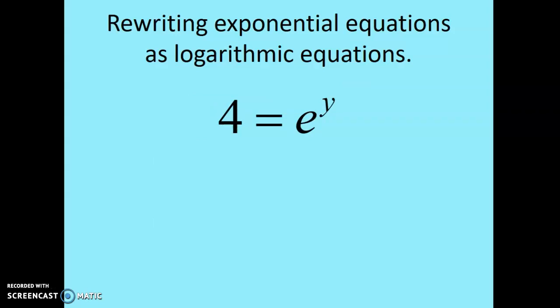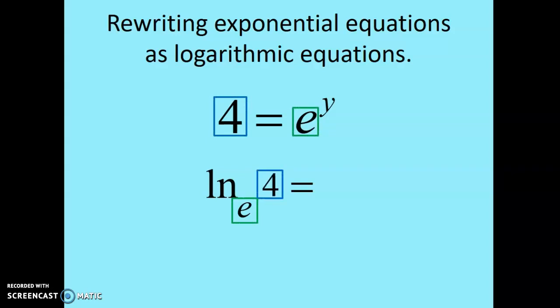Okay, because this exponential equation has an e in it, you know it automatically has to be a natural log, because all natural logs have a base of e. So we can write our natural log. The e is the base, the 4 is the of, and the y is the answer.